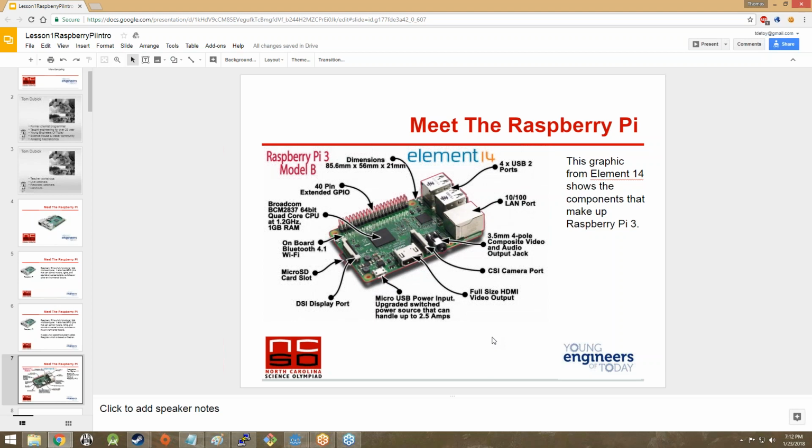It's got a DSI display port, a micro SD card slot, which is basically going to be your hard drive. It's got onboard Bluetooth as well as Wi-Fi, so you can wirelessly connect to your home network. And you can also wirelessly connect to different things.